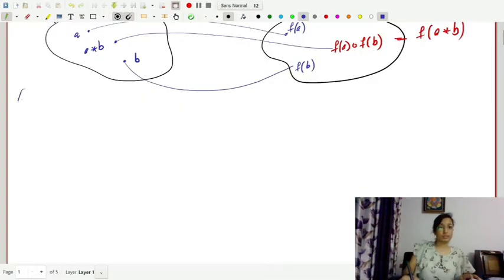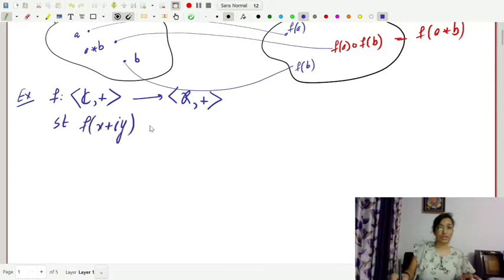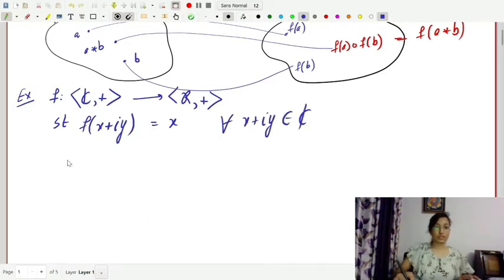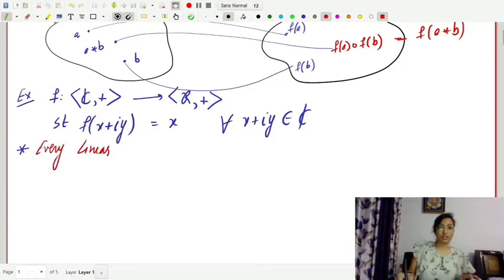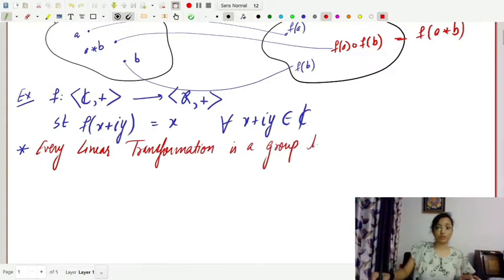Now, let's consider an example. F from complex numbers, which form a group under addition, to reals, which form a group under addition, such that f of x plus iota y is equal to x, for x plus iota y belonging to complex. We also have a property that every linear transformation is a group homomorphism, but the converse is not true.